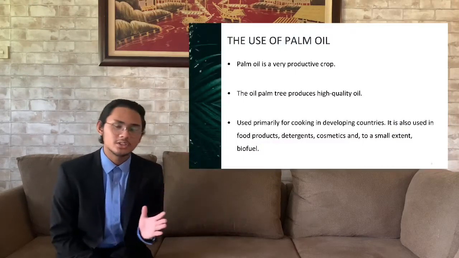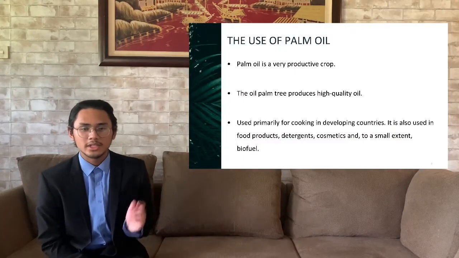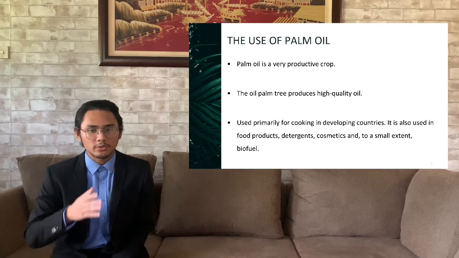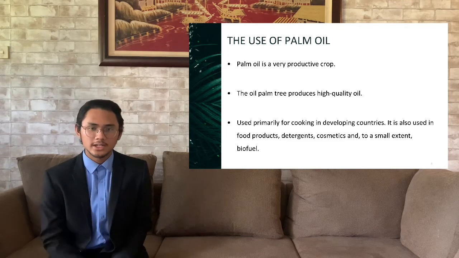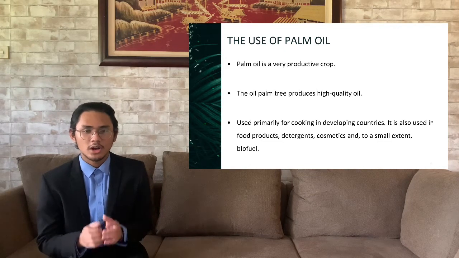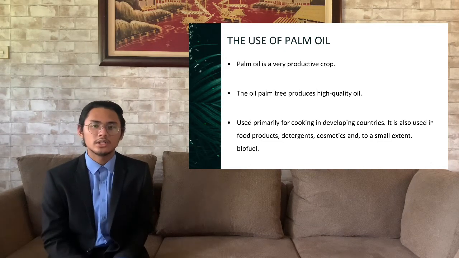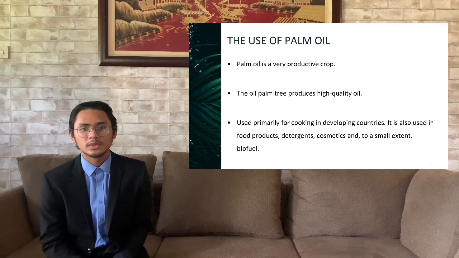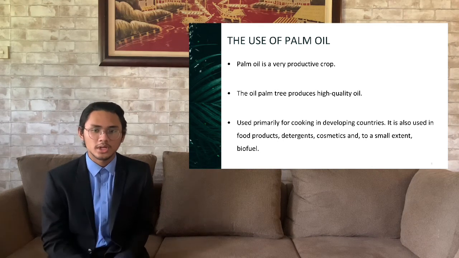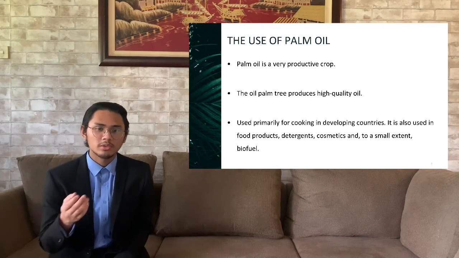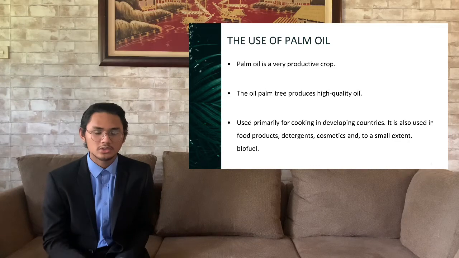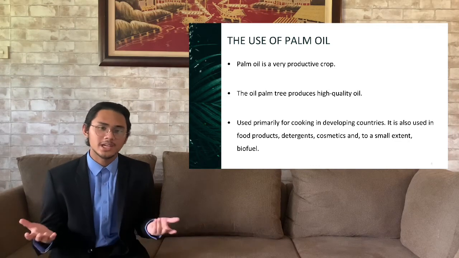These are the uses of palm oil. Palm oil is a very productive crop. It offers a far greater yield at a lower cost of production than other vegetable oils. The oil palm tree produces high quality oil used primarily for cooking. It is also used in food products, detergents, cosmetics, and to a small extent biofuel. It also can be found in lipsticks, soaps, detergent, and even ice cream.